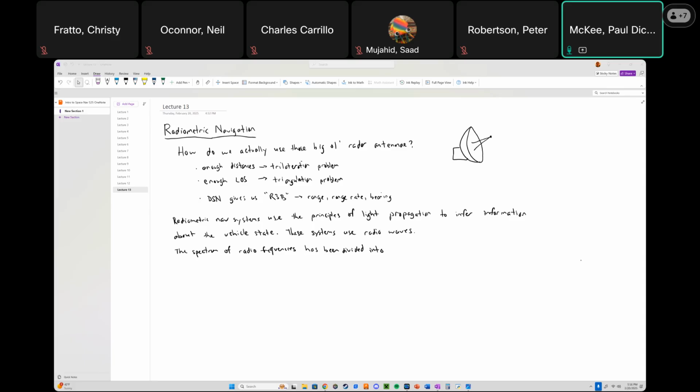So the spectrum of radar frequencies has been divided into bands. Bands, that was the word I missed. The IEEE radar or radio frequency standard. I have a nasty habit of using radar and radio interchangeably, and that's not correct.